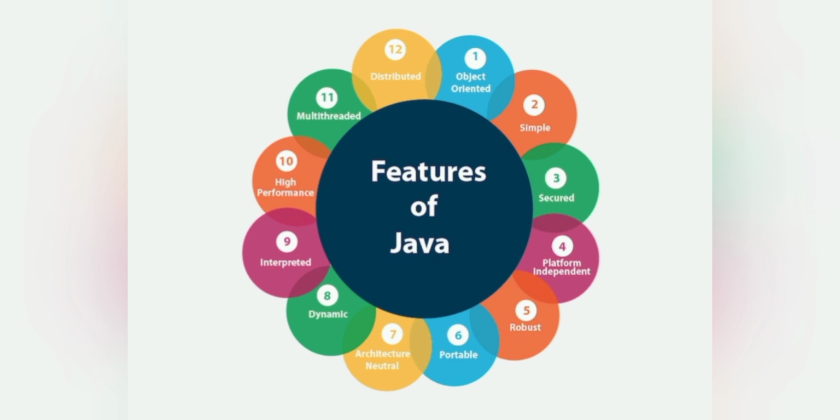Second is simple. Third, secured. Fourth, platform independent. Fifth, robust. Sixth, portable. Seventh, architecture neutral. Eighth, dynamic. Ninth, interpreted. Tenth, high performance. Eleventh, multithreaded. Twelfth, distributed. These are the features of Java. There are also many more features of Java, but 12 are given on the diagram.